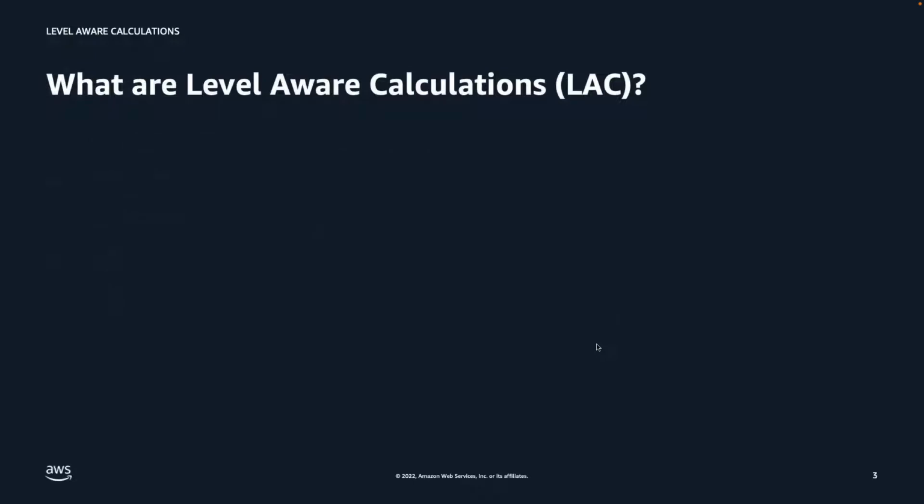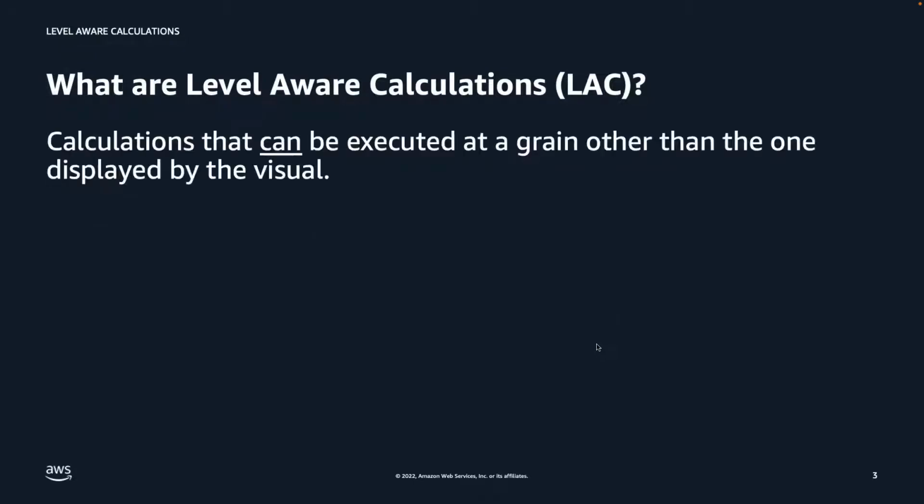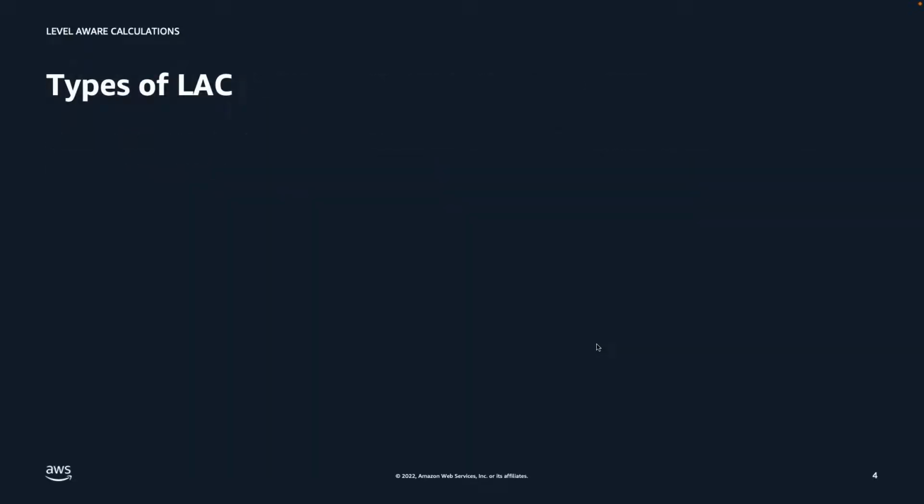So moving on, what are level aware calculations? Simply put, any calculation that can be executed at a grain other than the display grain of the visual is a level aware calculation. I'm saying "can" with emphasis, because if you choose, you can use the same grain as that of your display. Or if there is a need, the grain can be different from your display.